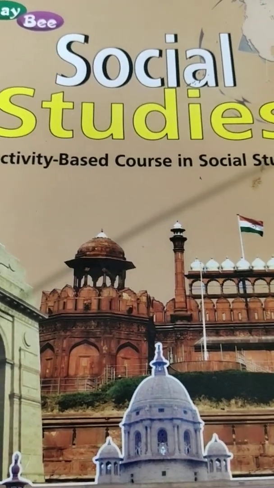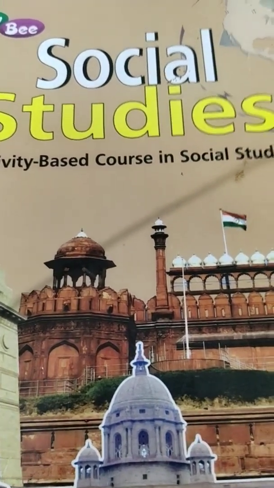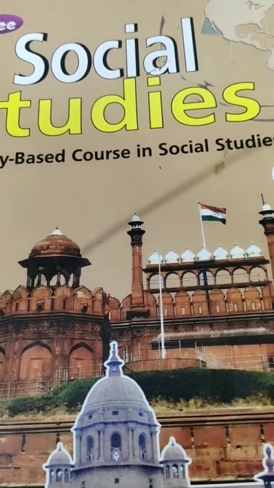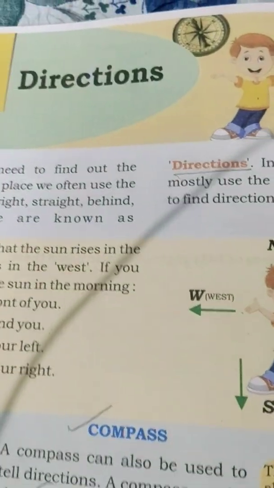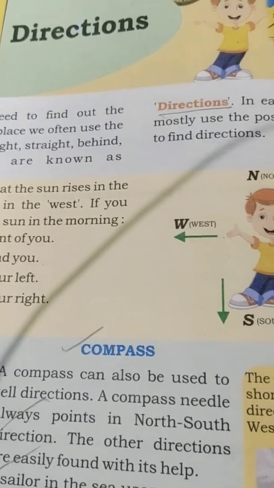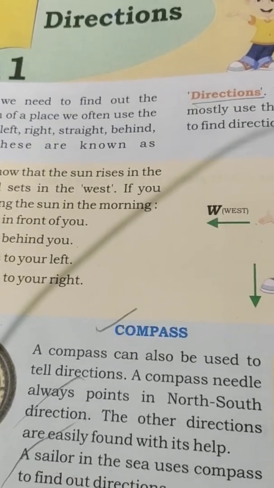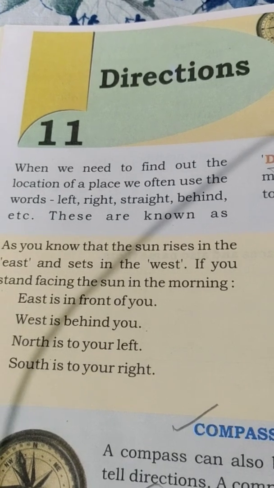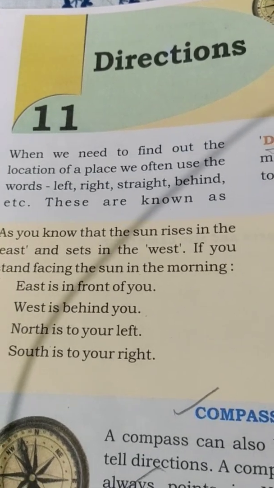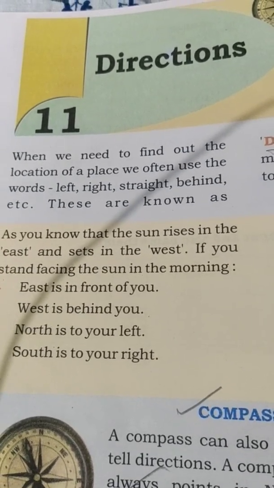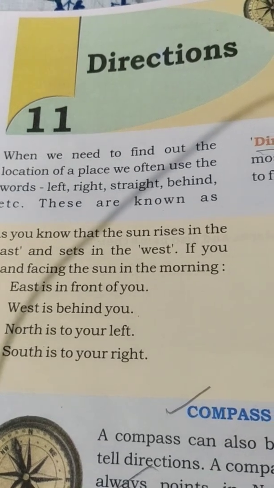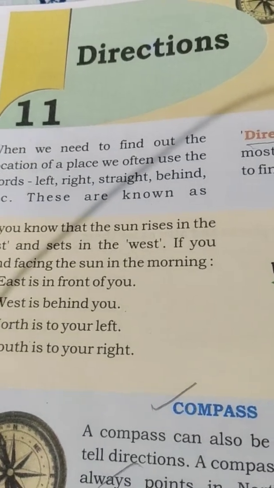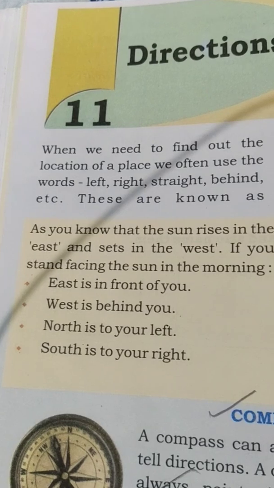Children, today I will teach you Standard 2 Social Studies. Chapter 11, Directions. Now all of you quickly open page number 54. In this chapter I will teach you how many directions there are, what a compass is, location of places and map. So let's start the chapter.